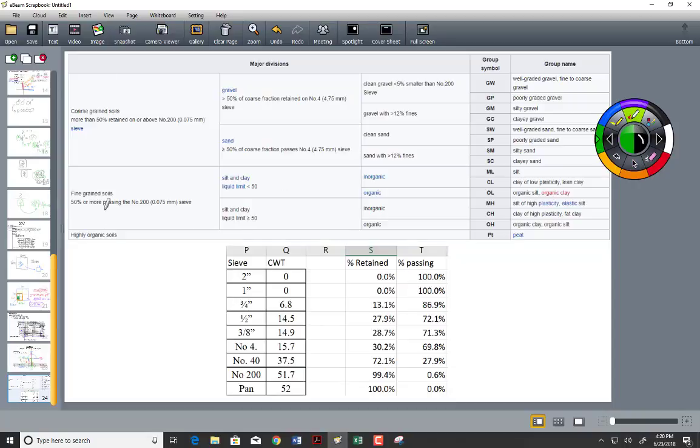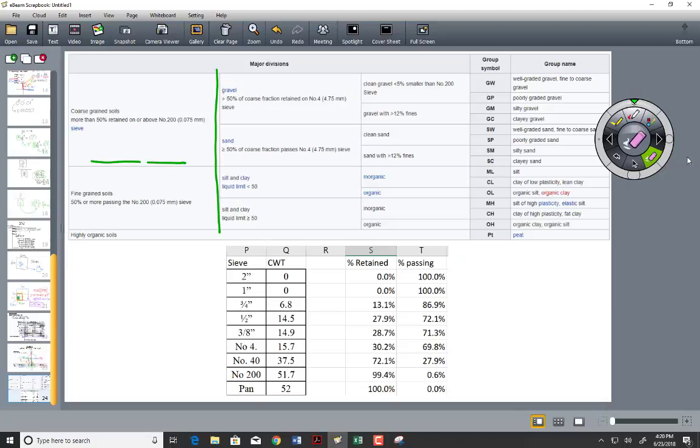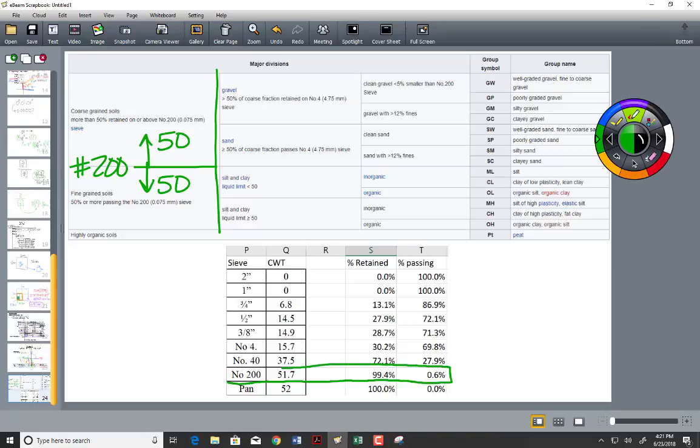So the first question right here is this. On the number 200 sieve, do you have more than 50% retained, or do you have more than 50% that passes? On our sieve, number 200, do we have more retained or more that passes? We have more retained. So this area right here is out. We will not classify those.